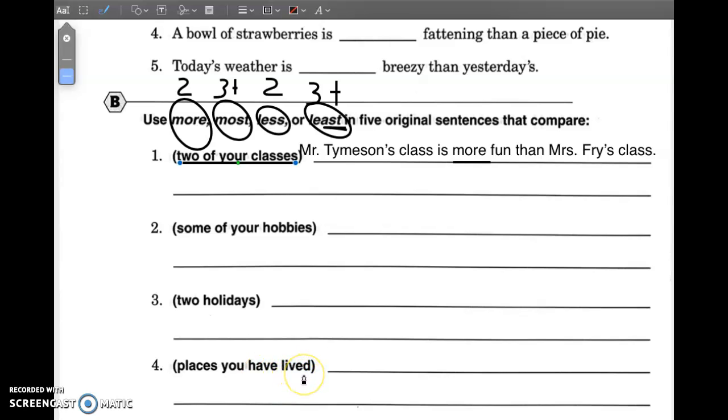Places you have lived, which one do you think? Are we talking about 2? Don't think about you specifically. Look at this in general. It doesn't say 2 places you have lived. We're going to go ahead and say that this is going to refer to 3 or more, okay? So use most or least for this one. Okay, guys, have fun.